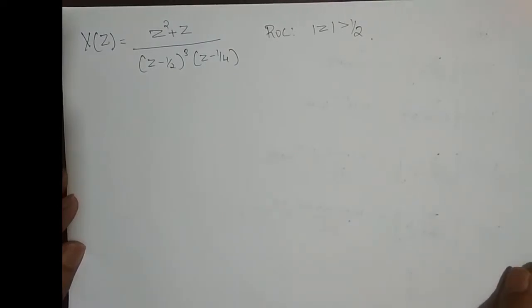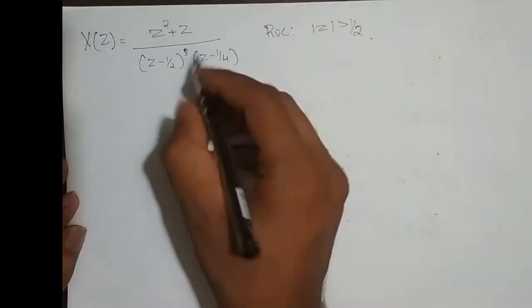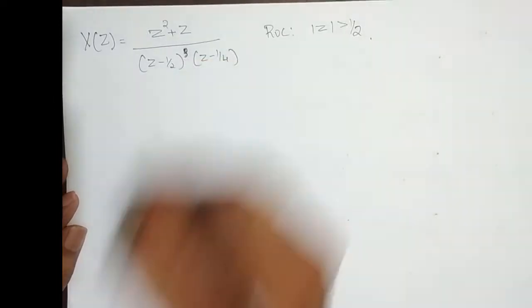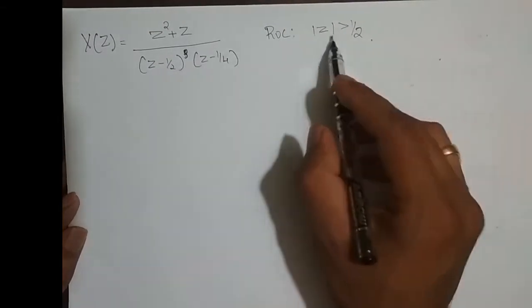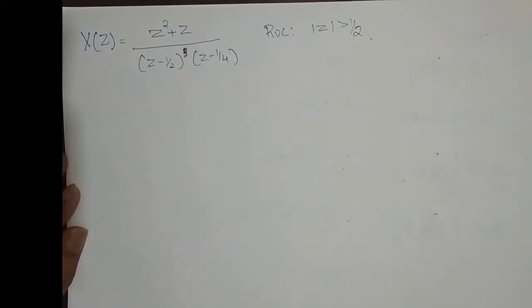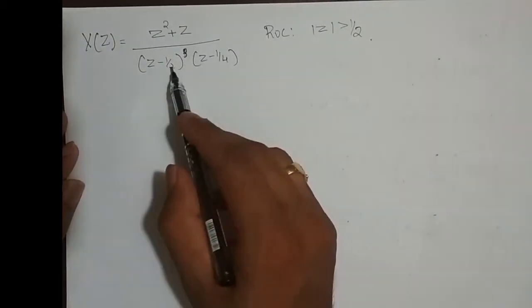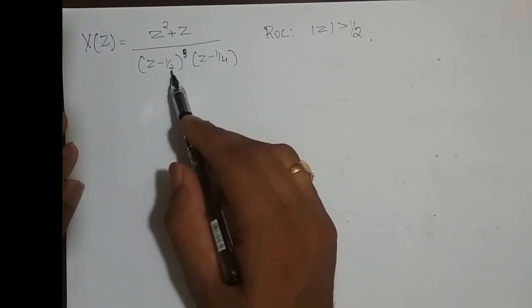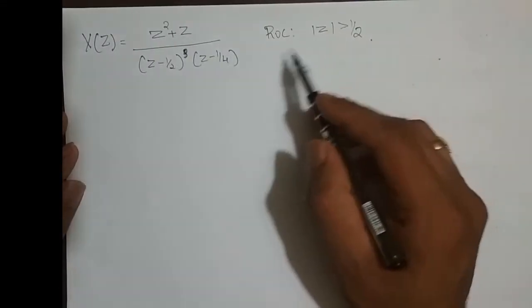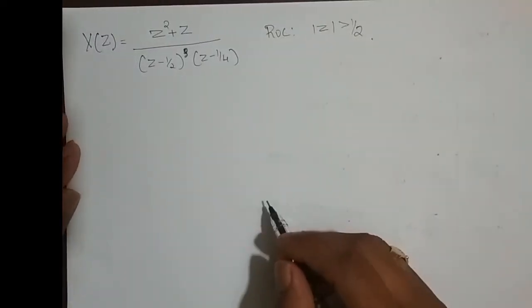Now we shall take up the problem, and the problem is X of z is z square plus z divided by z minus 1 by 2 whole cube into z minus 1 by 4. So here the root at z equal to 1 by 2 is repeated 3 times. I have to solve this for ROC magnitude of z greater than 1 by 2, which is outside the outermost circle, because we have 2 poles here, 1 by 2 and 1 by 4, whereas 1 by 2 is a repeated pole, 3 times. So the ROC is outside the outermost circle, so it's a right-sided sequence. All sequences are right-sided.